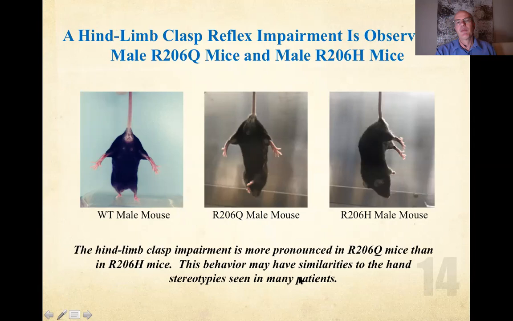And so this hind limb clasp impairment has been seen in other neurodevelopmental mouse models, certainly in the MECP2 Rett syndrome mice, as well as in the CDKL5 CDD mouse. And it may have some similarities to hand stereotypies that can be seen in some patients of any of those conditions.